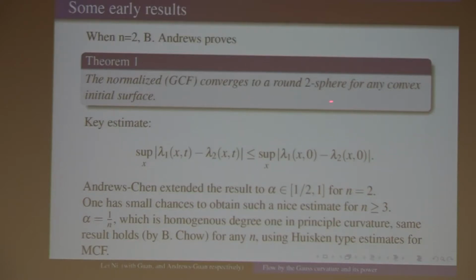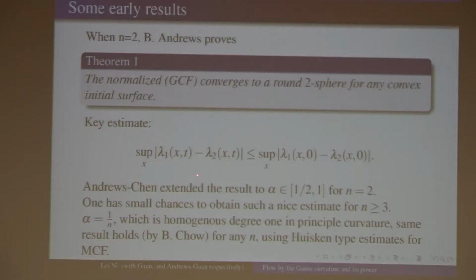So for two-dimensional cases, Ben Andrews proves this statement. It always converges to a round sphere. He came up with very clever estimates, a so-called pinching estimate, right? But he proved the non-scalar version of the pinching estimates. This is just for the flow before normalizations.